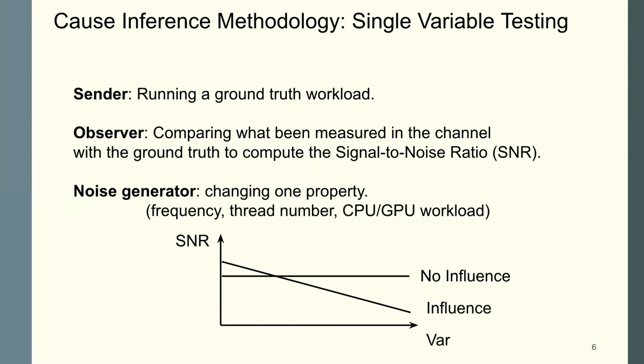If we draw an SNR and variable graph, when the line becomes lower, it means this parameter influences the rendering contention channel. If the line is flat, the parameter does not influence the channel.